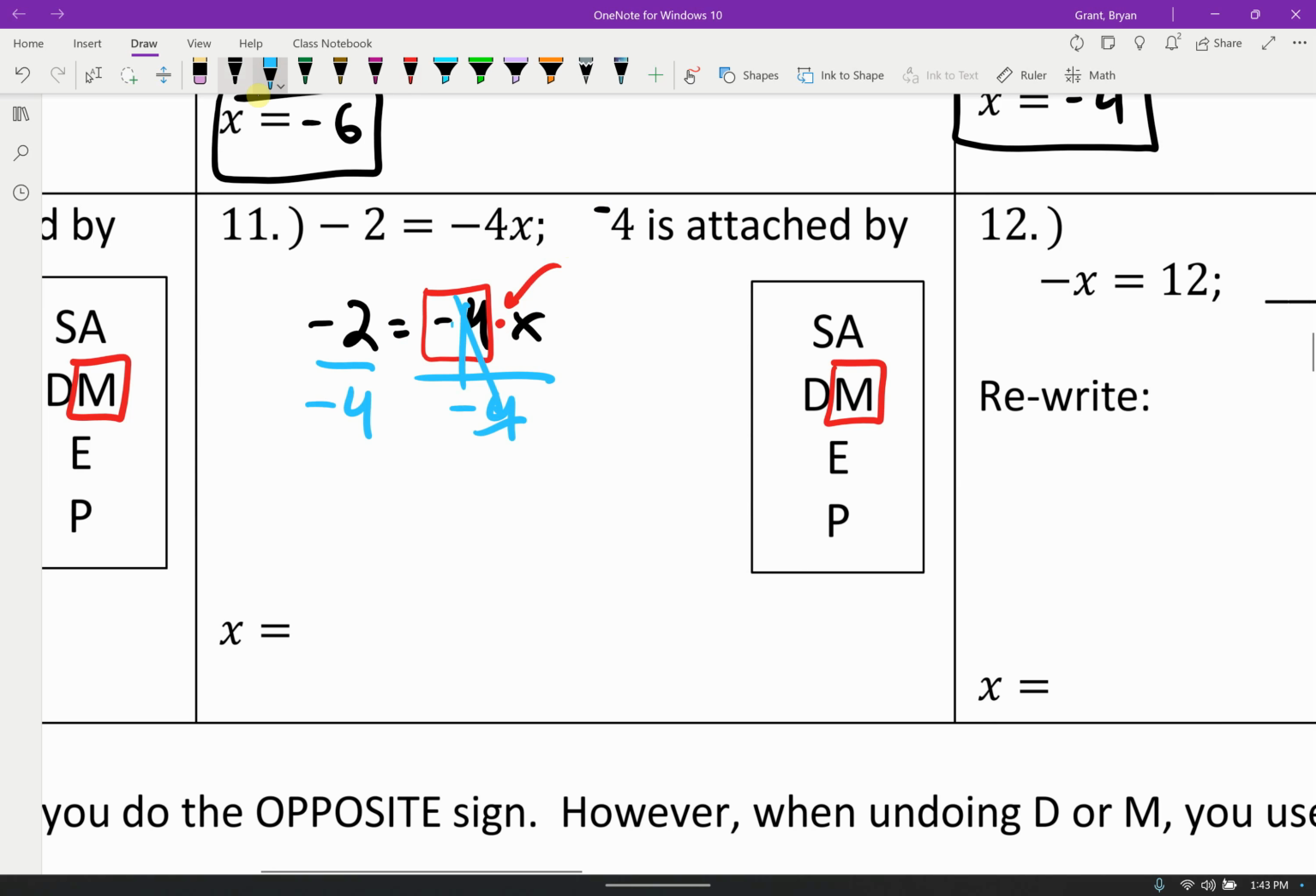These make a 1. Let's see. Oh, this is a weird one. 2 divided by 4. So we know a negative over a negative makes a positive, right? These guys will become a positive, nothing bad. But then we have to think top to bottom, 2 divided by 4.